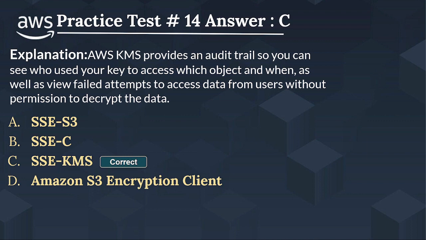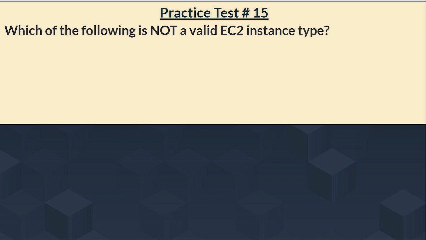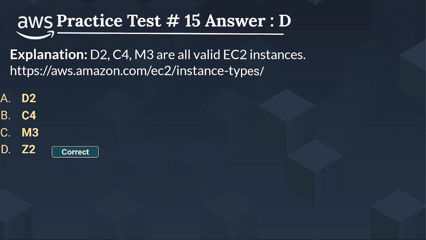So the next question is: which of the following is not a valid EC2 instance type? So the options are: option A, D2; option B, C4; option C, M3; option D, Z2. Please select your answer in the next 5 sec. 5, 4, 3, 2, 1. So the right answer is option D.